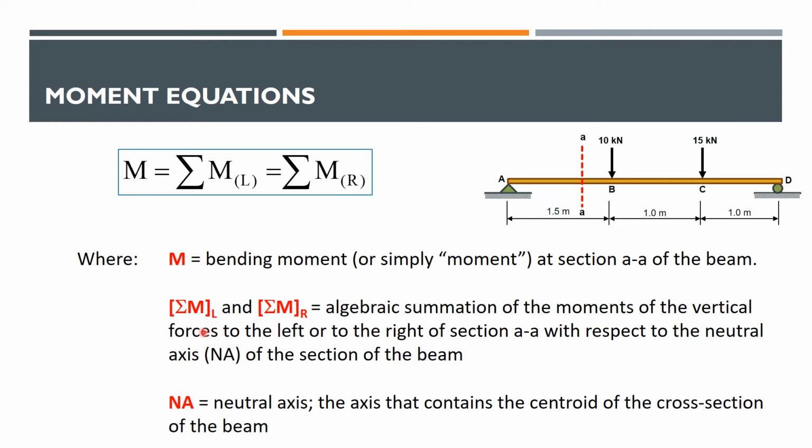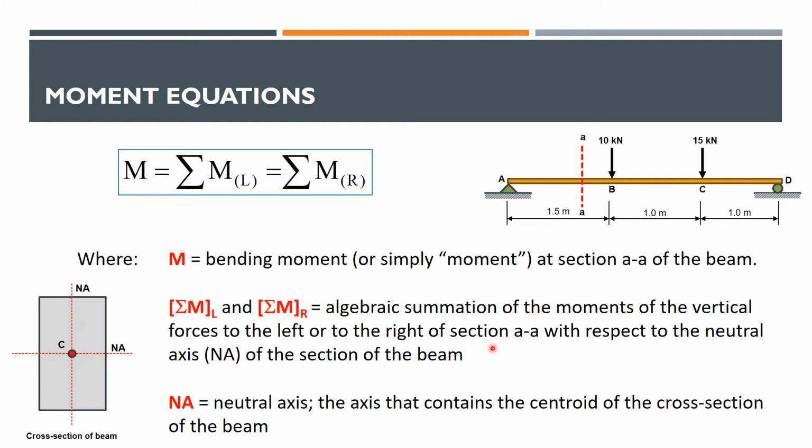So again, the summation of M to the left and summation of M to the right is the algebraic sum of the moments of the vertical forces to the left or to the right of section AA with respect to the neutral axis of the section of the beam. So what is the neutral axis of the beam? This is the axis that contains the centroid of the cross-section of the beam.